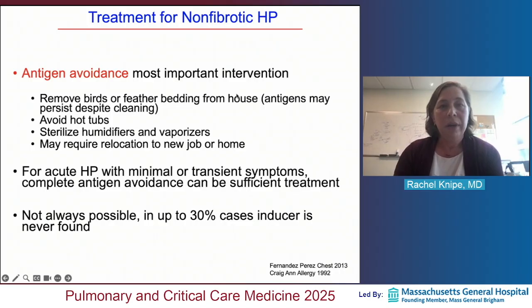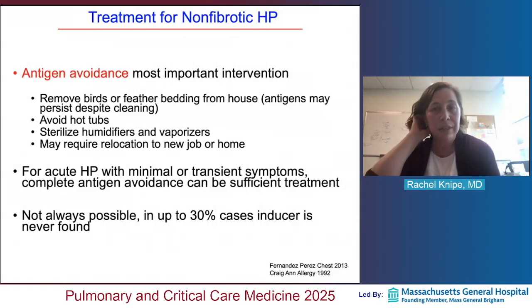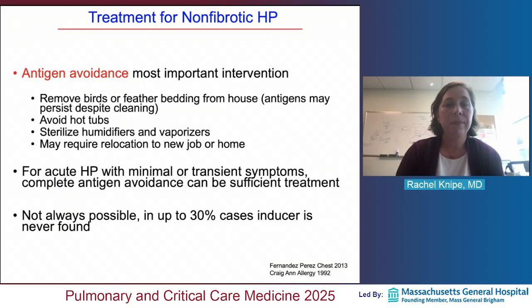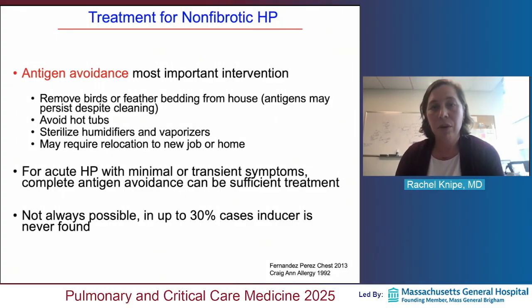Okay, so now I'm going to talk a little bit about treatment. The first and most important thing is to try to reduce exposure, ideally eliminate exposure to the antigen. This can involve removing birds, feather bedding, et cetera, from the house. This can be quite difficult because the antigen can persist despite cleaning. It also involves avoidance of hot tubs, if that's felt to be the exposure, and sterilizing water in humidifiers or vaporizers. And this may sometimes require relocation to either a new job or a new home.